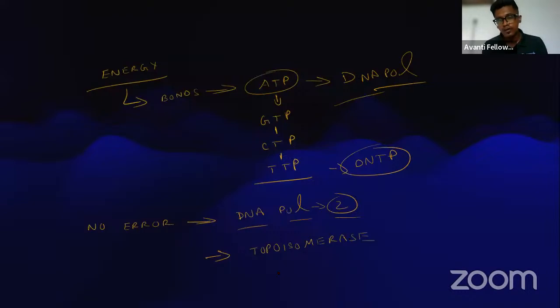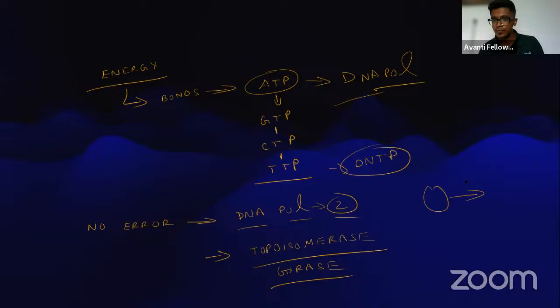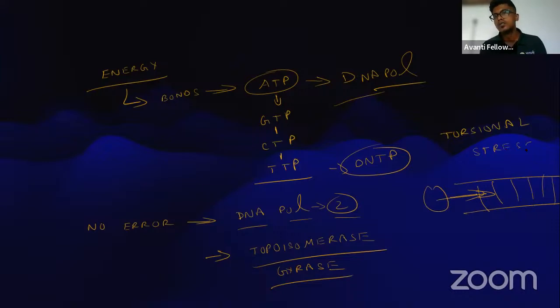So topoisomerase, or gyrase in eukaryotes, topoisomerase in prokaryotes, in general. The role is very, very similar. What you can see is, before the helicase, if the helicase is moving in this direction, and this is the double helical structure of your DNA, when it moves like this, there is a stress called torsional stress. This torsional stress will lead to supercoiling.